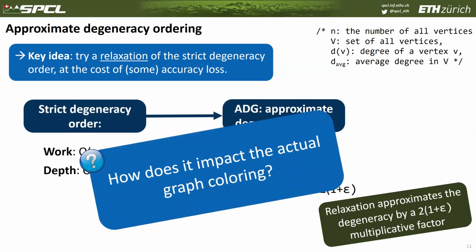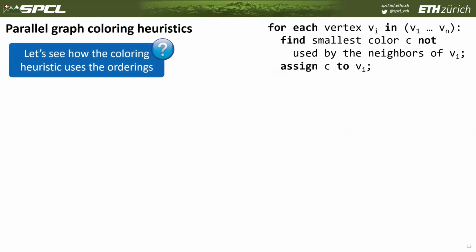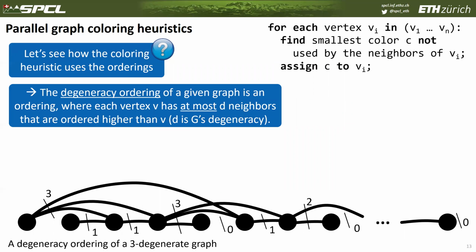Now this is still just the ordering itself. And there is a question, how does it impact the actual graph coloring heuristic? For this, we need to understand in more detail how this coloring works in tandem with a given vertex order. So let's again take a look at an example. Let's start with again the strict degeneracy ordering. We remember this example. We have here the degeneracy ordering of a d-degenerate graph.